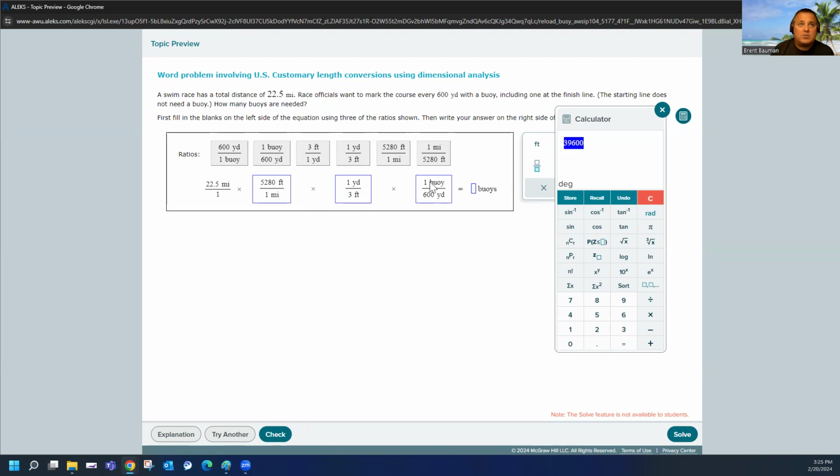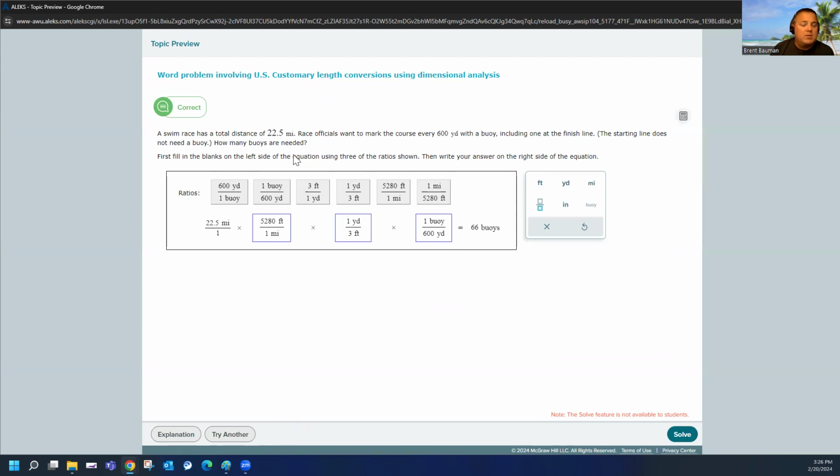And then again, the next one, we have the 600 yards in the denominator. So again, we can multiply by 1/600 or divide by 600. And we end up with 66 buoys. Okay, and we check our answer.